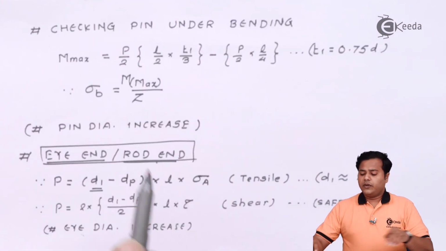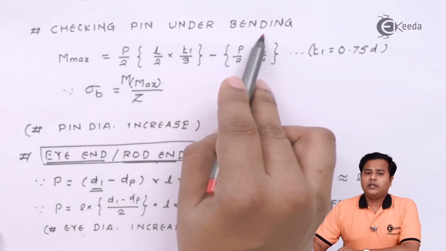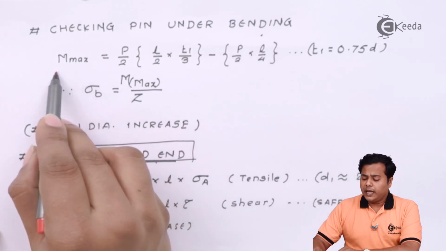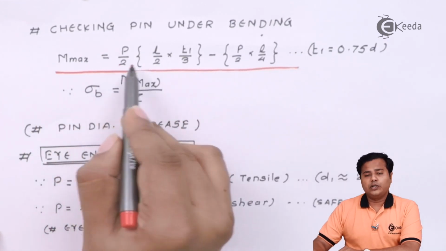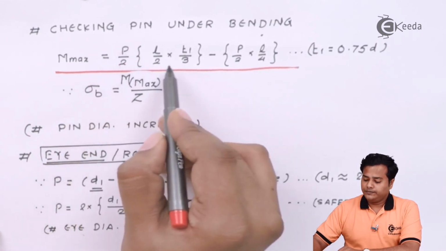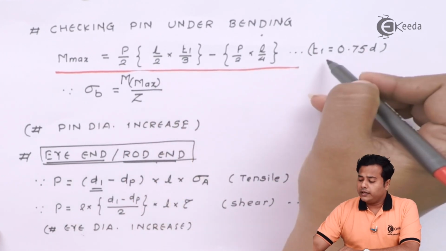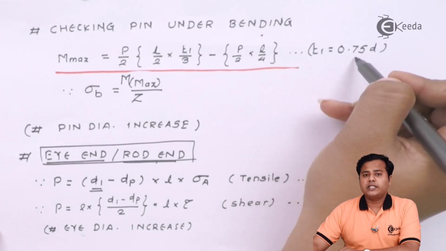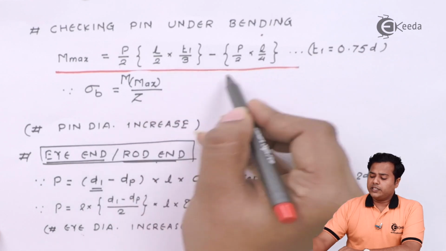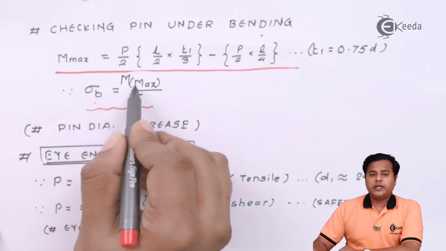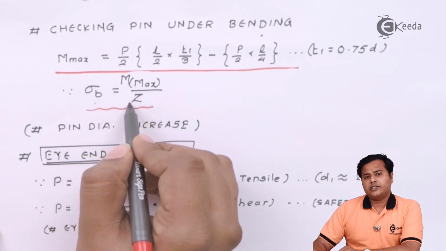Next formula set is for checking pin under the bending. Now, like we have considered that it may fail either in shear or bending, let us see if it is safe or not. So the empirical formula, which is already derived, we are going to use it. Maximum bending will be given by half the load into this projected area, where T1 will be mostly equal to 2/3 of the diameter D, that will be 0.75 times D. After substituting these values, we use the bending relation, where bending stress will be equal to maximum bending divided by the section modulus.